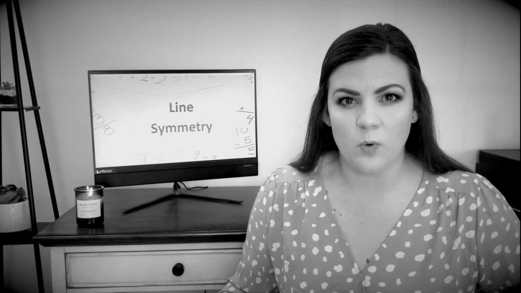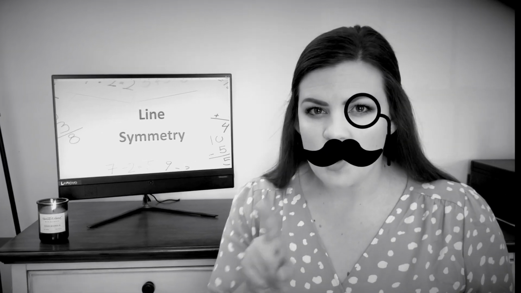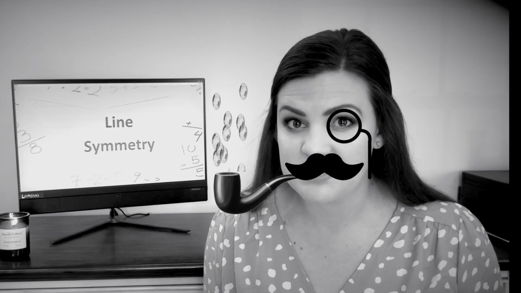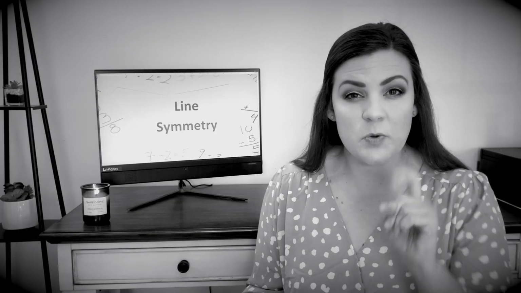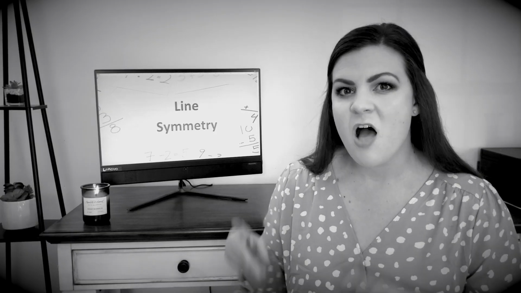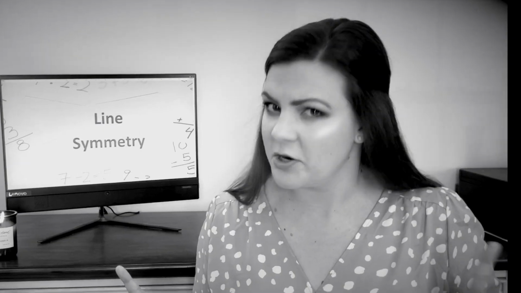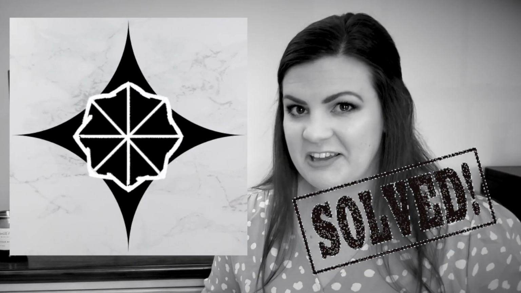All right, my dear Watson. Grab your monocle, grab your bubble pipe. It's time to be a detective. I want to see if you can tell how many lines of symmetry these shapes have. Are you ready? Let's go. Does this shape have 0, 1, or more than 1 lines of symmetry? Did you say more than 1? Excellent, Watson. Does this shape have 0, 1, or more than 1 line of symmetry? Did you say more than 1? Nothing gets past you, Watson.